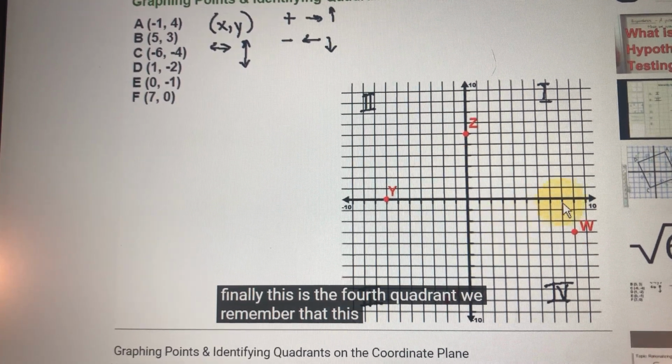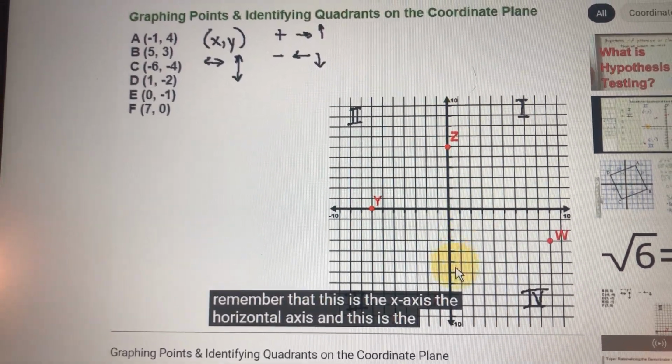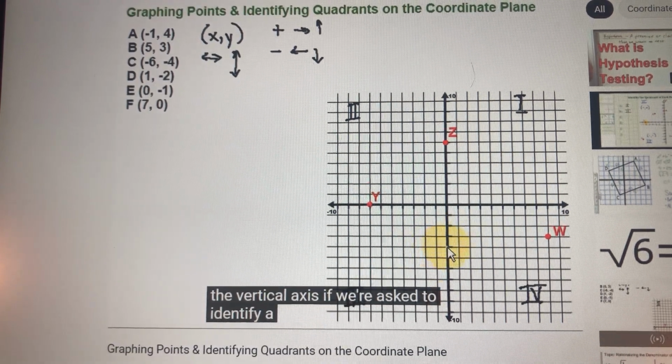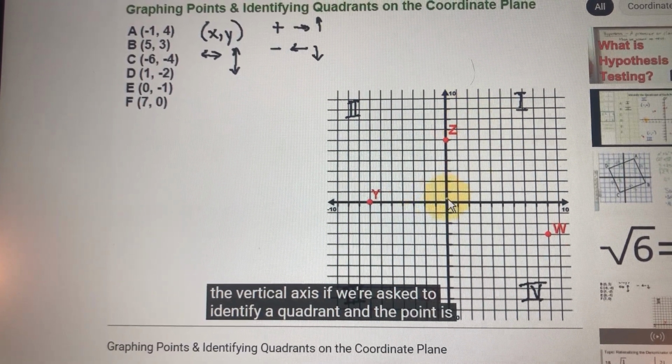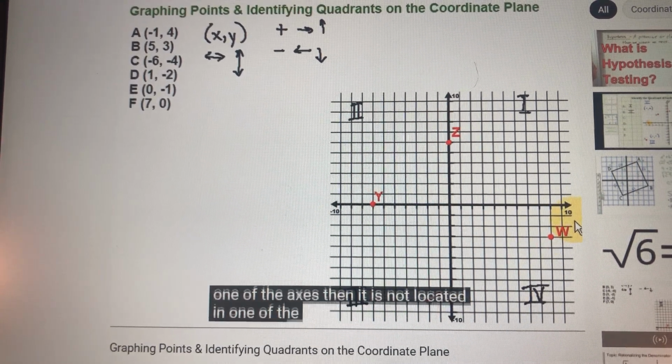We remember that this is the x-axis, the horizontal axis, and this is the y-axis, the vertical axis. If we're asked to identify a quadrant and the point is on one of the axes, then it is not located in one of the quadrants.